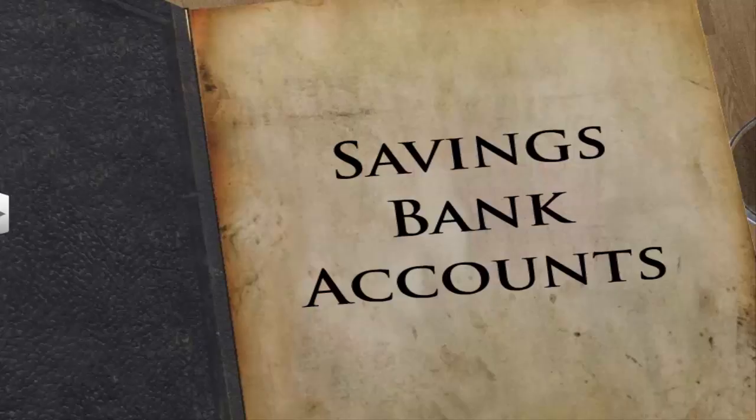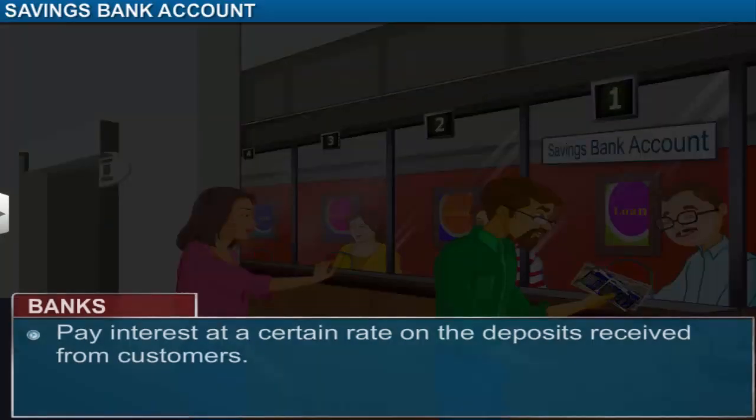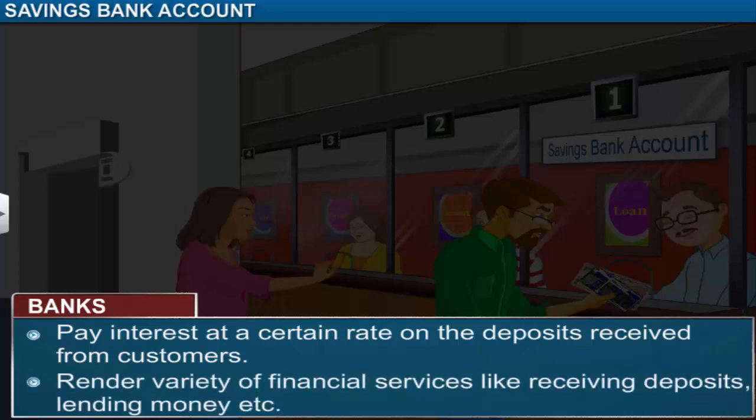In this module, you will learn about savings bank accounts. You will also learn to calculate interest on deposits in a savings bank account. Banks are institutions that render a variety of financial services, like receiving deposits, lending money, etc. Banks pay interest at a certain rate on the deposits received from customers. The money deposited by a customer can be withdrawn from the bank whenever they require. Banks also lend money to customers for which they collect interest.